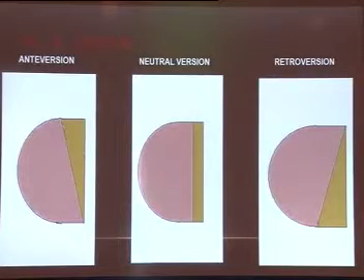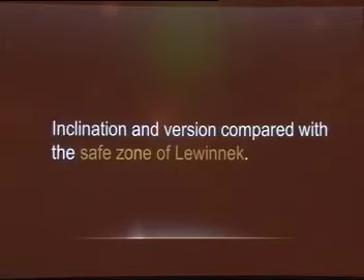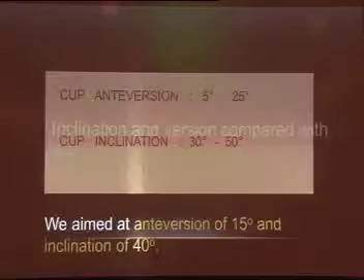This image shows total version where anterior and posterior are visibly equal. And in this one, anterior is visibly more behind the curve, which is anteversion, and posterior is visible more, which is a retroversion. The inclination and version are compared with the safe zone of Lewinnek.